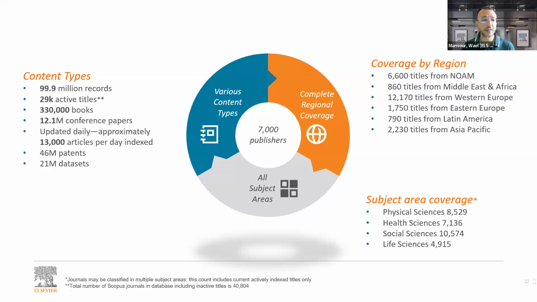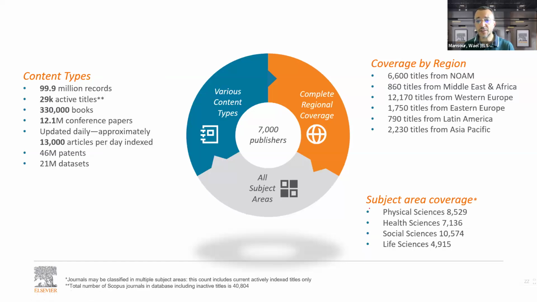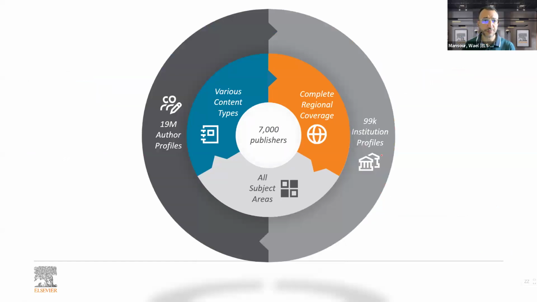And on the right bottom corner of the screen, you can see the different subject areas covered in Scopus: the physical sciences, health sciences, social sciences, and life sciences. You can see that social sciences has the largest number of journals covering all the different regions worldwide. The content is from 7,000 publishers, and Elsevier is just one of these publishers.